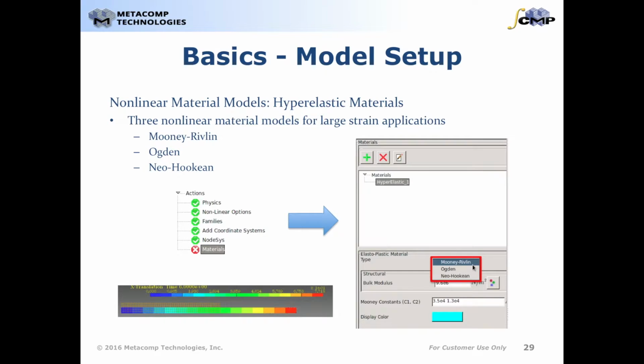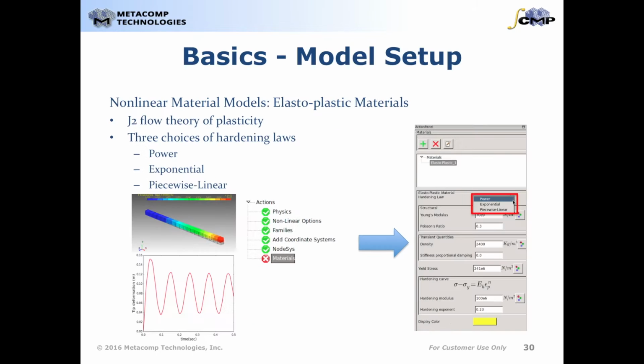CSM++ provides three nonlinear material models for large strain applications: the Mooney-Rivlin model, the Ogden model, and the Neo-Hookean model. CSM++ also provides nonlinear material models for elastoplastic materials. These models are based on the J2 flow theory of plasticity and offer three choices of hardening laws: power laws, exponential, and piecewise linear.